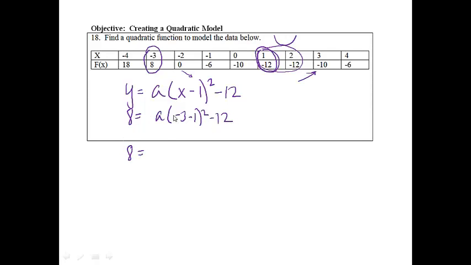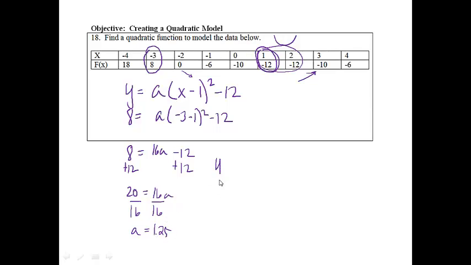So I'm going to get 8 equals a times -3 minus 1, which is -4. -4 squared is 16. So I'm going to have 16a minus 12. And then from here, we're going to solve for a. So if I'm solving for a, I'm going to add 12 to both sides. 8 plus 12 is 20, which is equal to 16a. And then I'm going to divide both sides by 16. And when I do that, I get a is equal to 1.25.